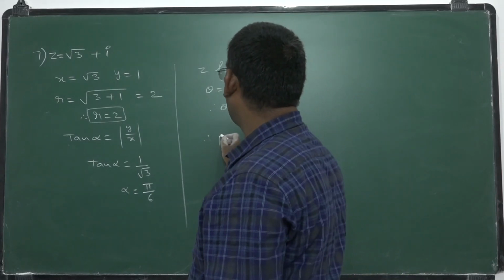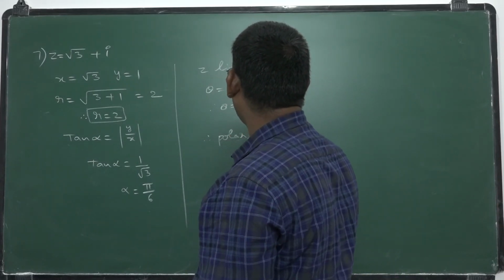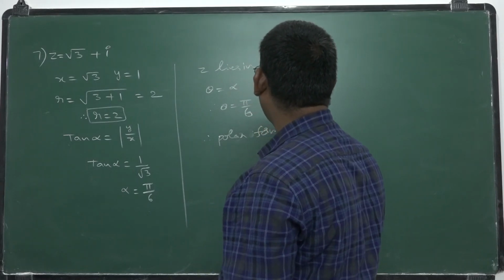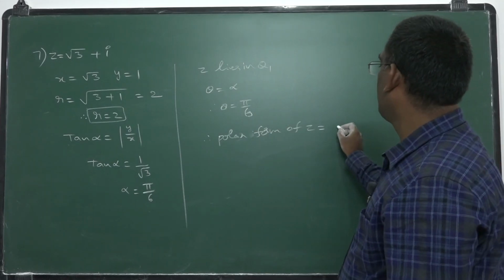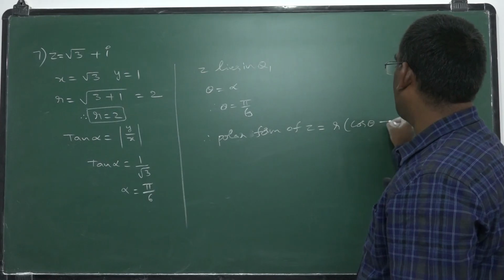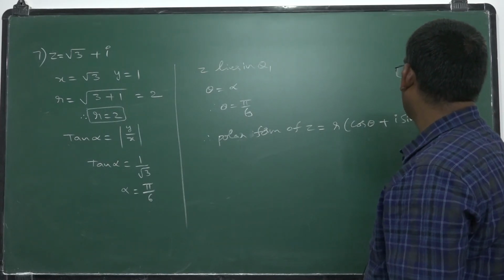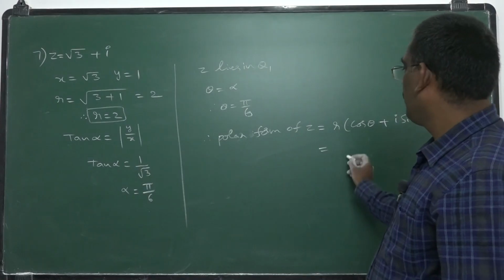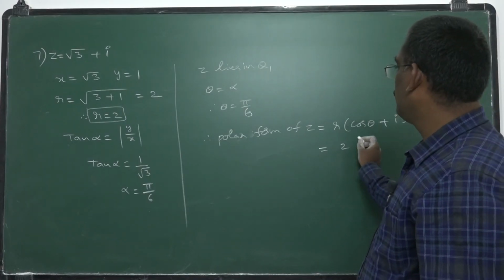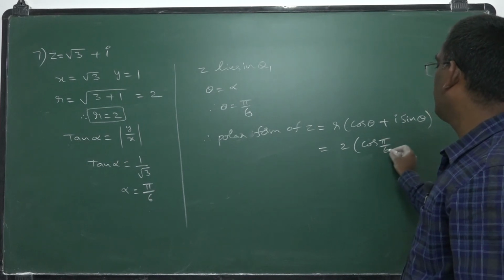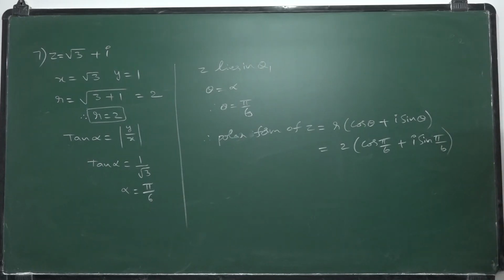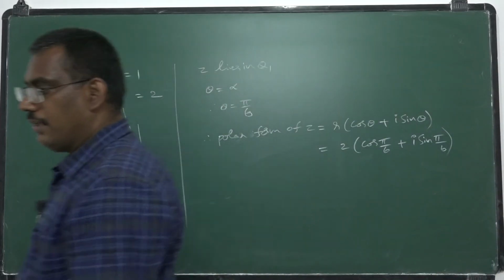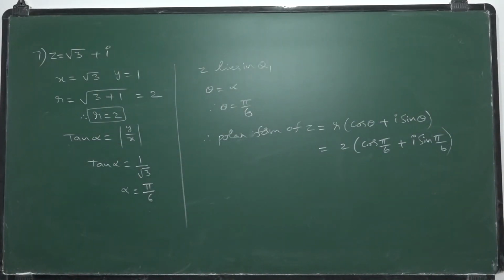Therefore polar form of z is equal to r of cos theta plus i sin theta. So that is equal to, r value is 2, theta is pi by 6. Therefore 2 of cos pi by 6 plus i sin pi by 6. This is the polar form of the given complex number. Next problem. Eighth problem.